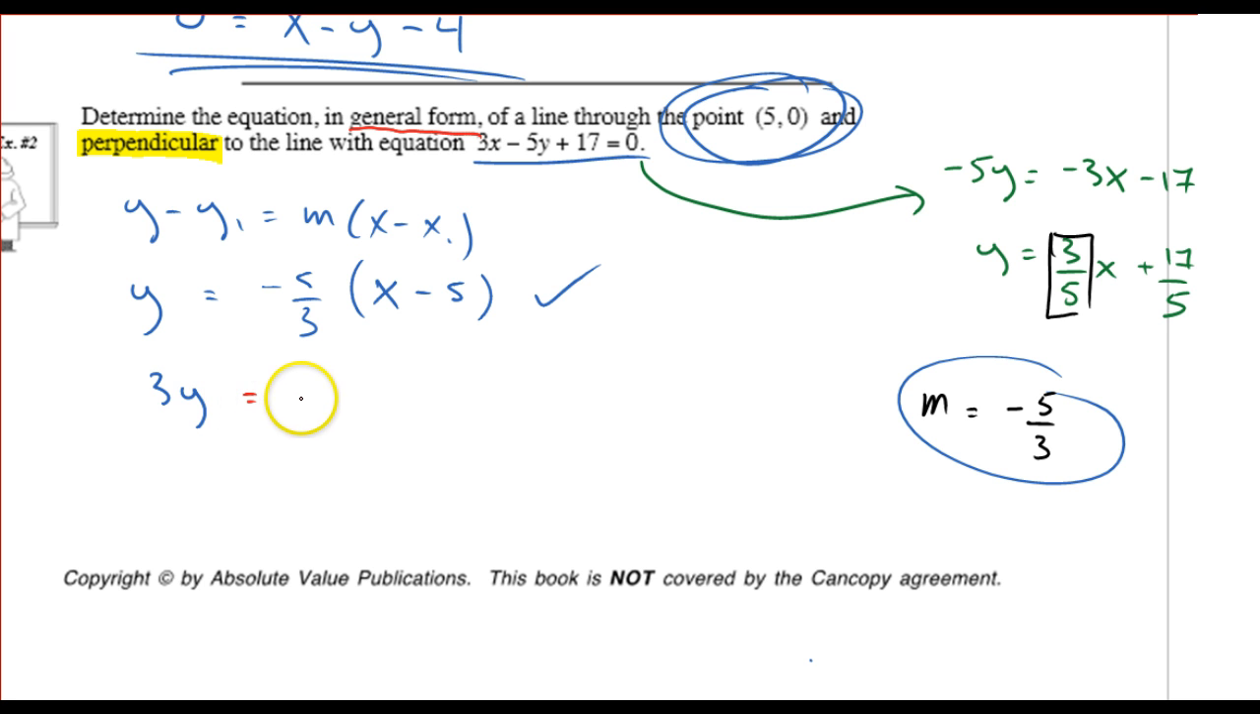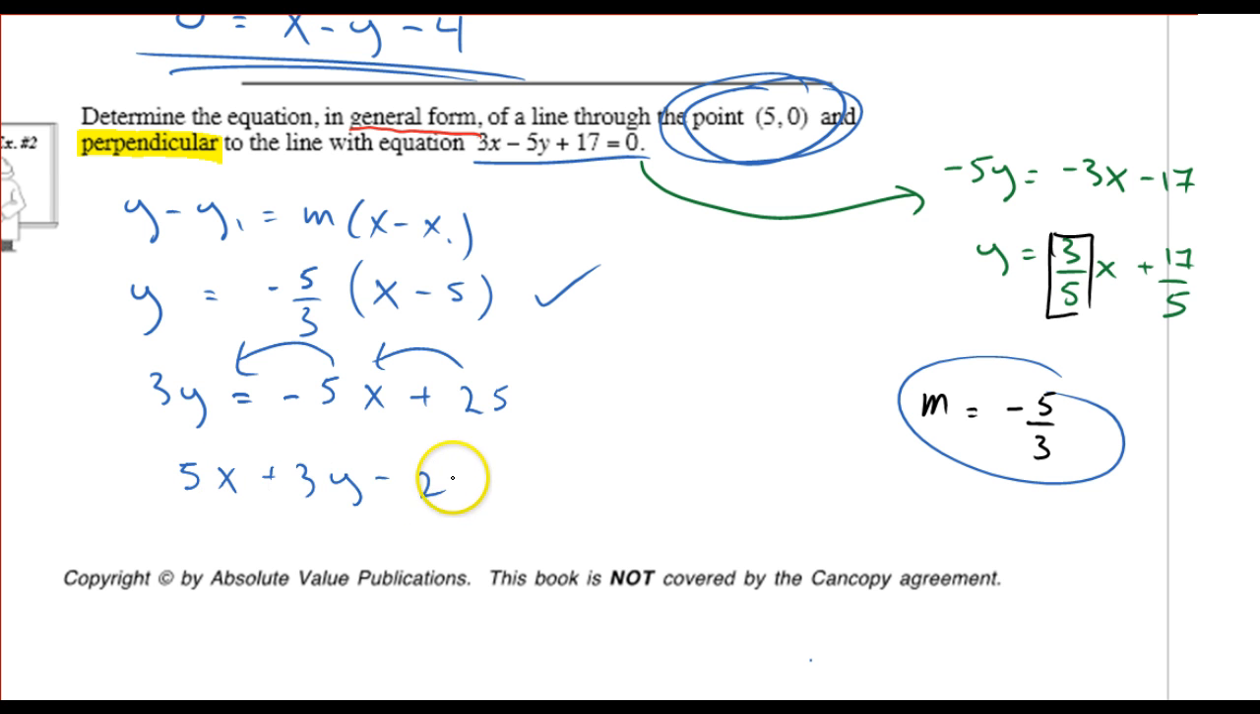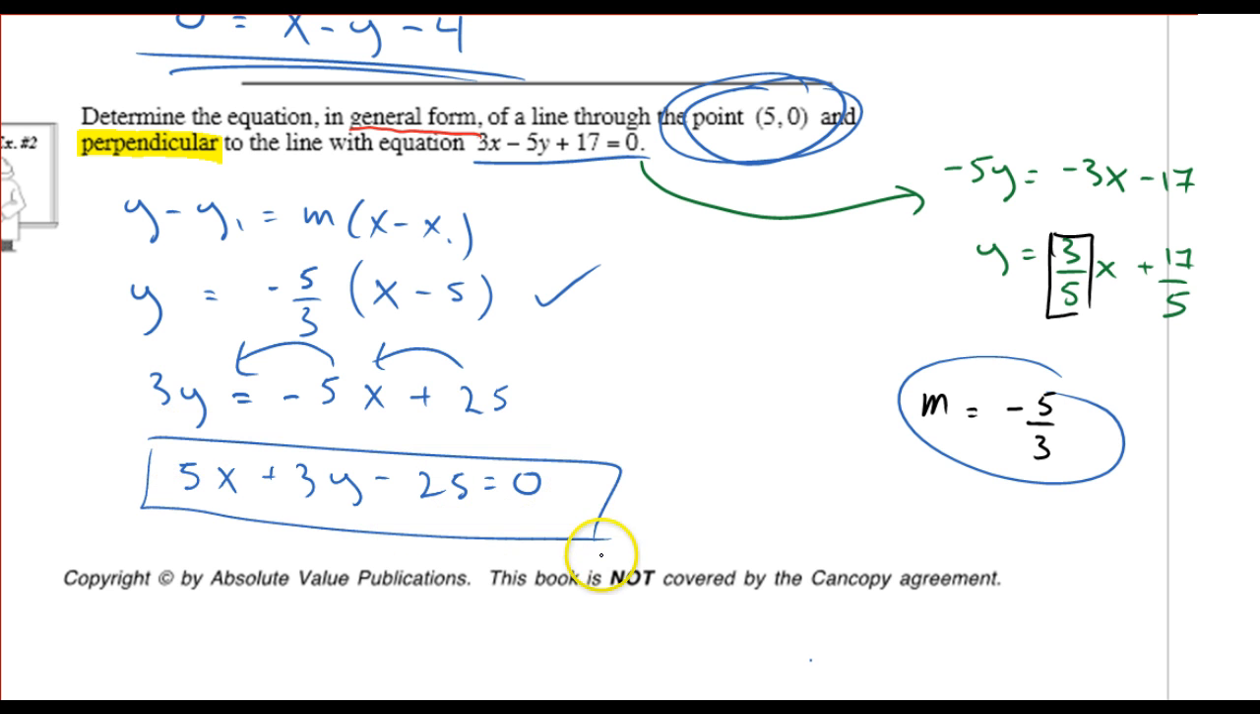All right, so 3y equals negative 5x. Let me keep the same color here. Negative 5. Where did my 5 go? Negative 5 there. Okay, so 3y equals negative 5x plus 25. I'll get the x over here because I want it positive, get the 25 on the other side, so I'll get 5x plus 3y minus 25 equals 0. There it is in general form.